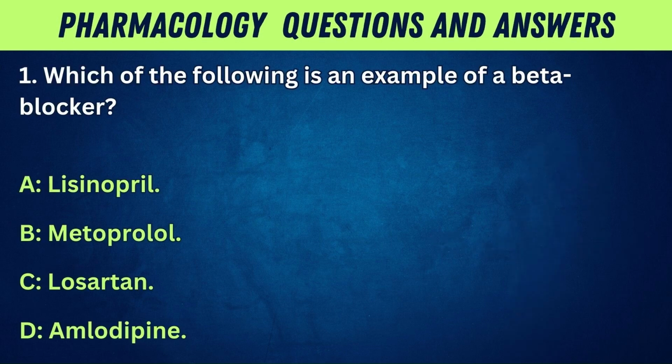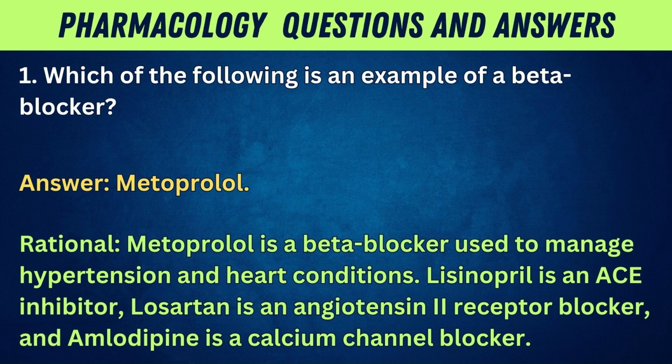1. Which of the following is an example of a beta blocker? A. Lisinopril. B. Metoprolol. C. Losartan. D. Amlodipine. Answer: metoprolol. Rationale: metoprolol is a beta blocker used to manage hypertension and heart conditions. Lisinopril is an ACE inhibitor, losartan is an angiotensin II receptor blocker, and amlodipine is a calcium channel blocker.